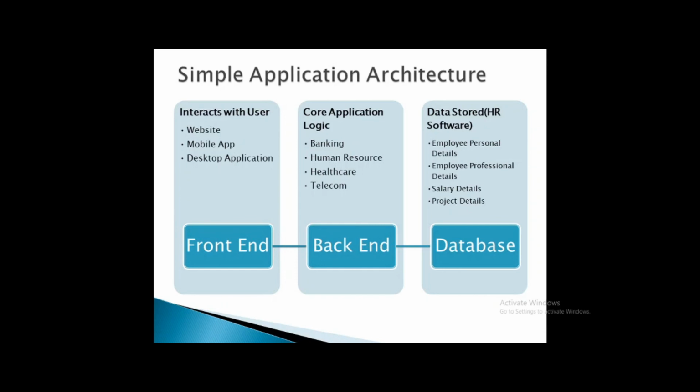Now, during all these things, you have to store the data of different entities which are going to be used in the application. Like if you are working on an HR software, you want to have employee personal details, employee professional details, salary details, and so on and so forth. All this data is stored in the database, right? So these are the three different components of a standard software. All right, we will see all these things in much more detail in upcoming discussions.